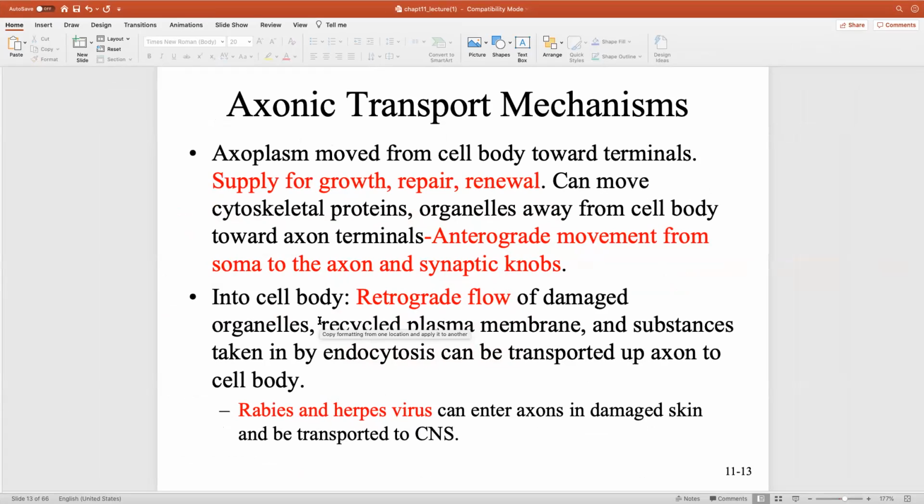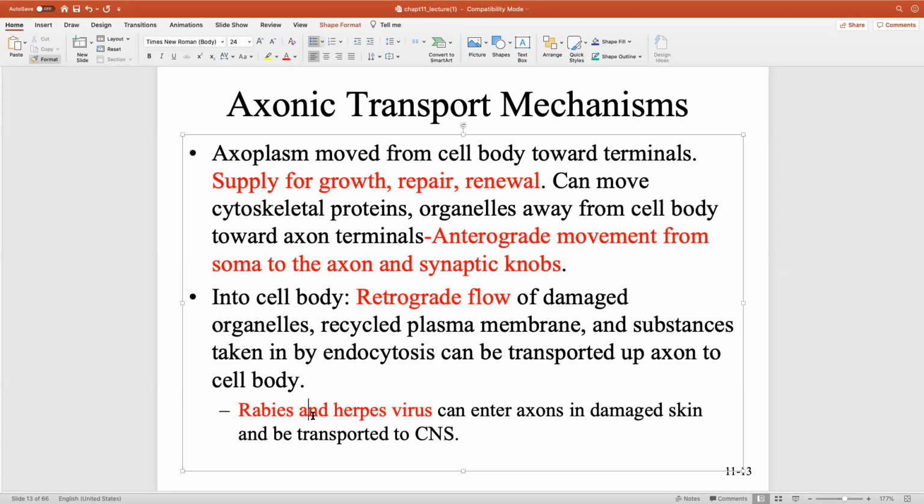Keep in mind, most viruses don't enter the central nervous system, and most bacteria as well, because we have certain cells that form a blood-brain barrier. Well, rabies and herpes virus kind of go underneath that, right? They go through this retrograde flow. And for Gina Giese, she had experienced signs and symptoms.